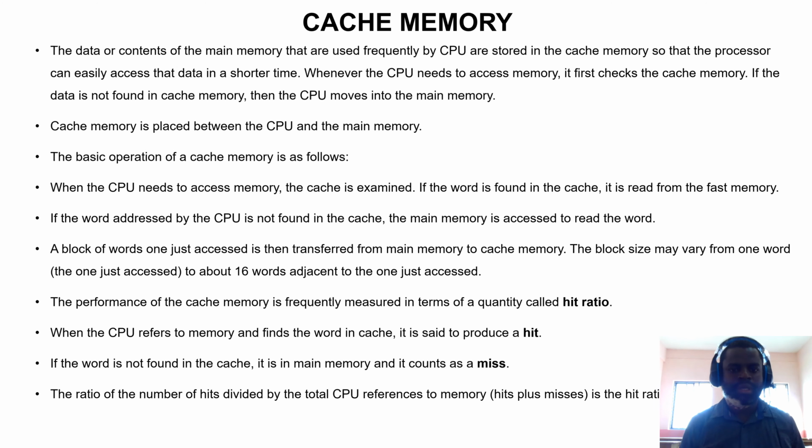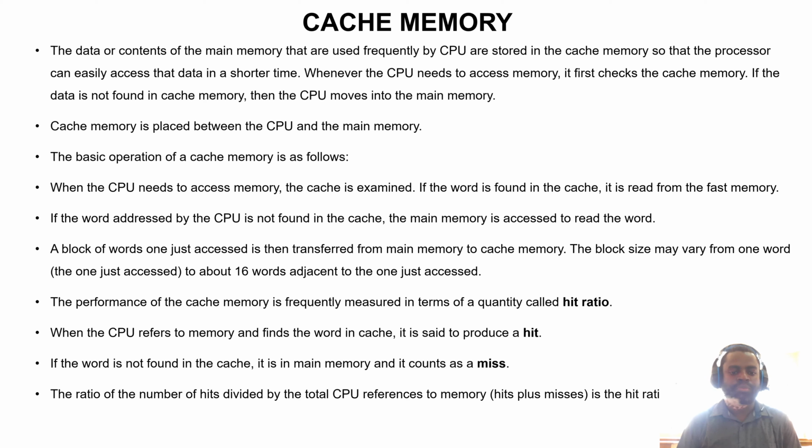Cache memory. Cache memory is a special kind of memory. Basically it is placed between the CPU and the main memory. The basic operation of a cache memory is as follows. When the CPU needs to access memory, it first checks the cache. If the word is found in the cache, then it is read from the cache. If the word is not found in the cache, the main memory is accessed to read the word.